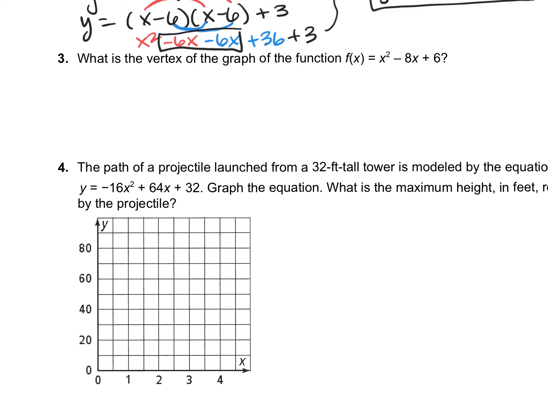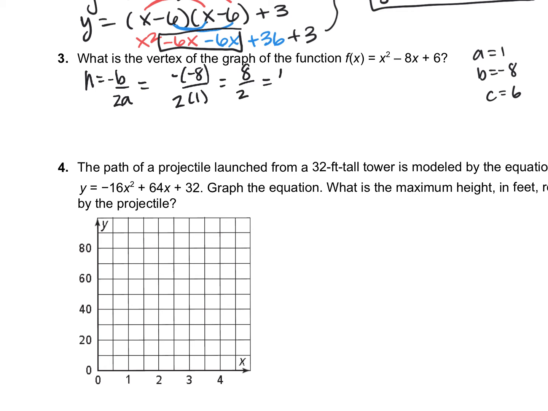All right, on number 3, we can always plug this guy into Desmos. I'll show you that part next. If you're going to do it by hand, you can do the -b over 2a. So remember, h is -b over 2a. A here is 1, b is -8, and c is 6. So if I plug that in, it's -8 all over 2 times 1, which is 8 over 2, which is 4. Yay! So that gives me the x value of my vertex.